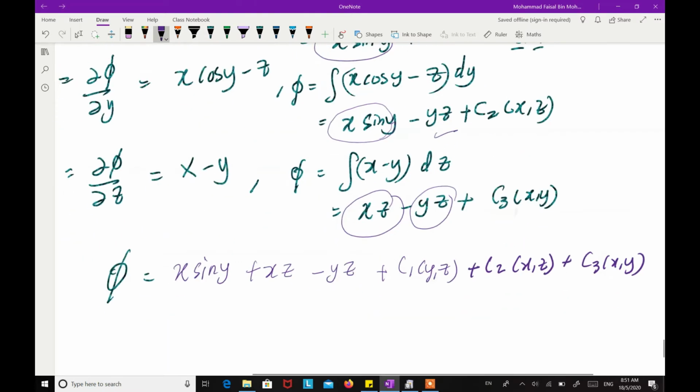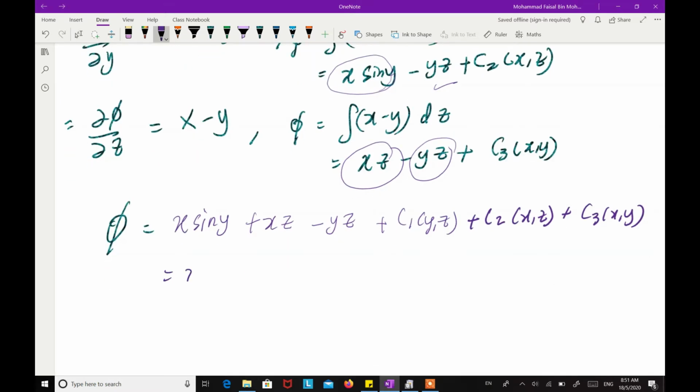So you can write it as x sine y plus xz minus yz plus big C.